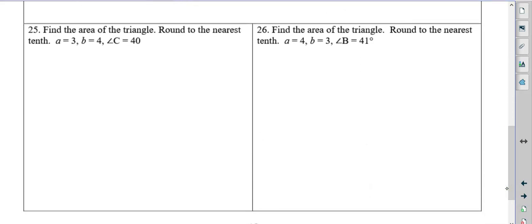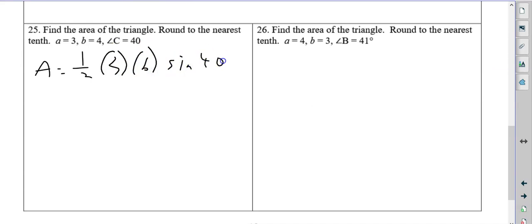Last two problems. Find the area of the triangle. Remember, this is a very simple formula. Area equals 1/2 side A, side B, and sine of the angle in between them. That should be a 4. So 3 times 4 is 12. Half of 12 is 6. So basically, you're just typing in 6 times sine of 40. And the area is 3.86 units squared.